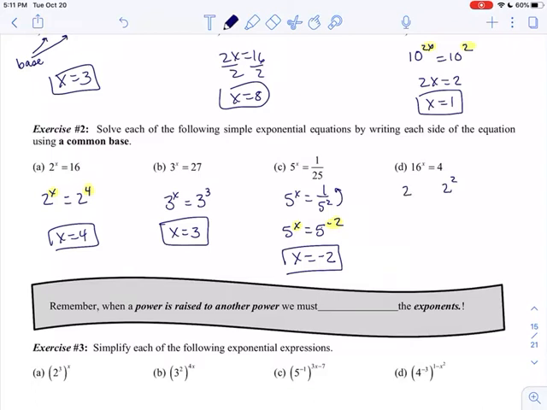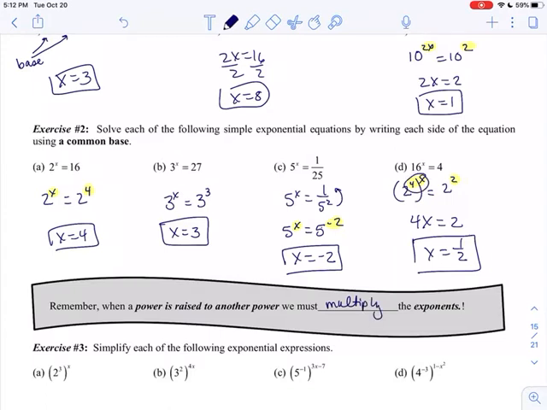And D is even a little bit trickier. So I'm going to write 4 as an exponent of 2. That's 2 squared. I'm going to write 16 as an exponent of 2. So it's 2 to the 4th power is 16. But I also have that x that's hanging out. But remember, a power to a power, you're just multiplying those. So that's really just 4x equals 2. I'm taking those exponents and I'm setting them equal to each other. So x equals 1/2.